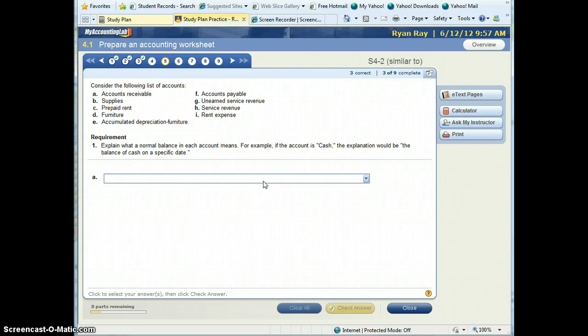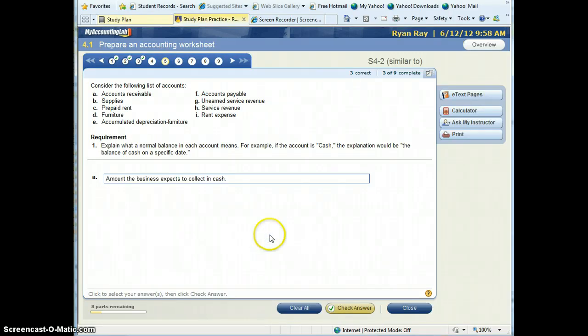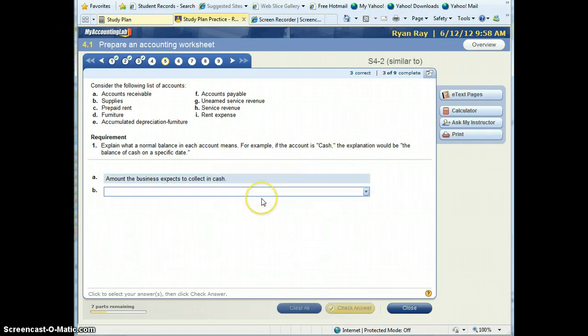Alright, let's look at this list of accounts real quick. We've got accounts receivable, and they want to know what a normal balance in each account is. Okay, so accounts receivable is the amount the business expects to collect in cash from services that they've already done. Okay, supplies. Now, supplies is basically what we would call a prepaid expense. We know we're going to use them up, but we don't know when we're going to use them up. So we record them in an asset.